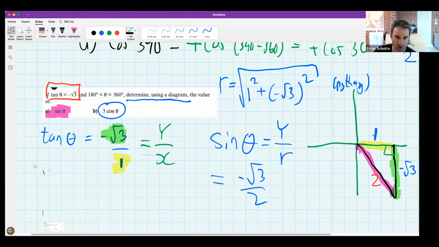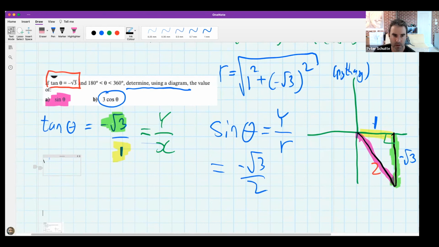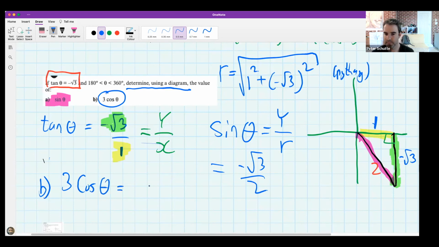And then I'll show you the answer in a second. Using the diagram, what is the value of 3 cos theta? So what does cos consist of? And then what does the drawing say about this? So cos is a over h, or it is x over r, but I also have the 3 in front.